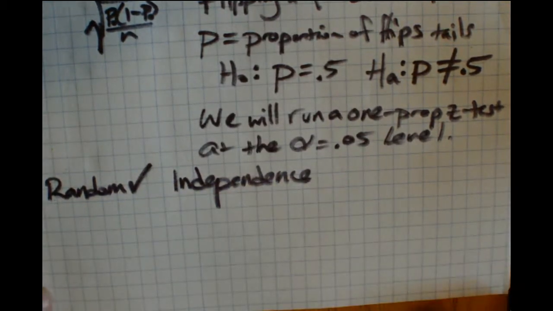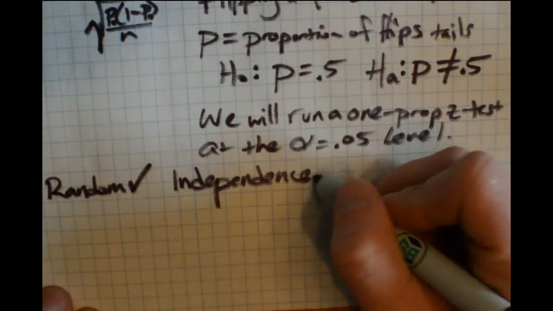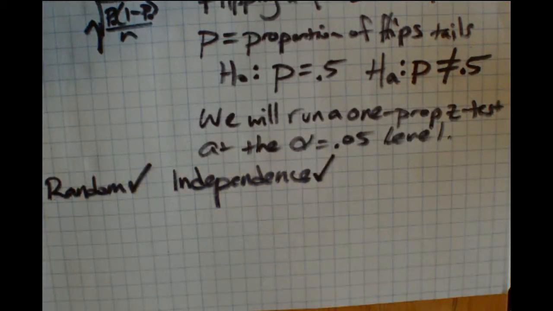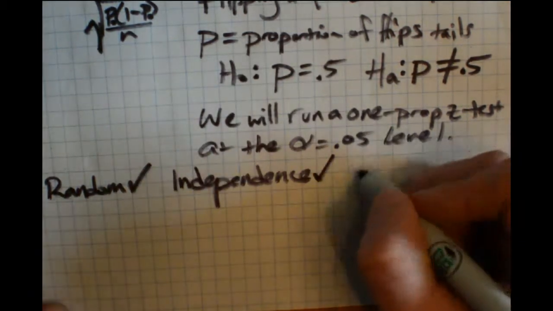We need independence. And now if we were sampling without replacement, like from a population, we would need to show that n is greater than or equal to 10n, but we're not really sampling from a population. What we need is that each flip should have no influence on each other flip. So I think we can safely assume that we have independence. And finally we need normality.